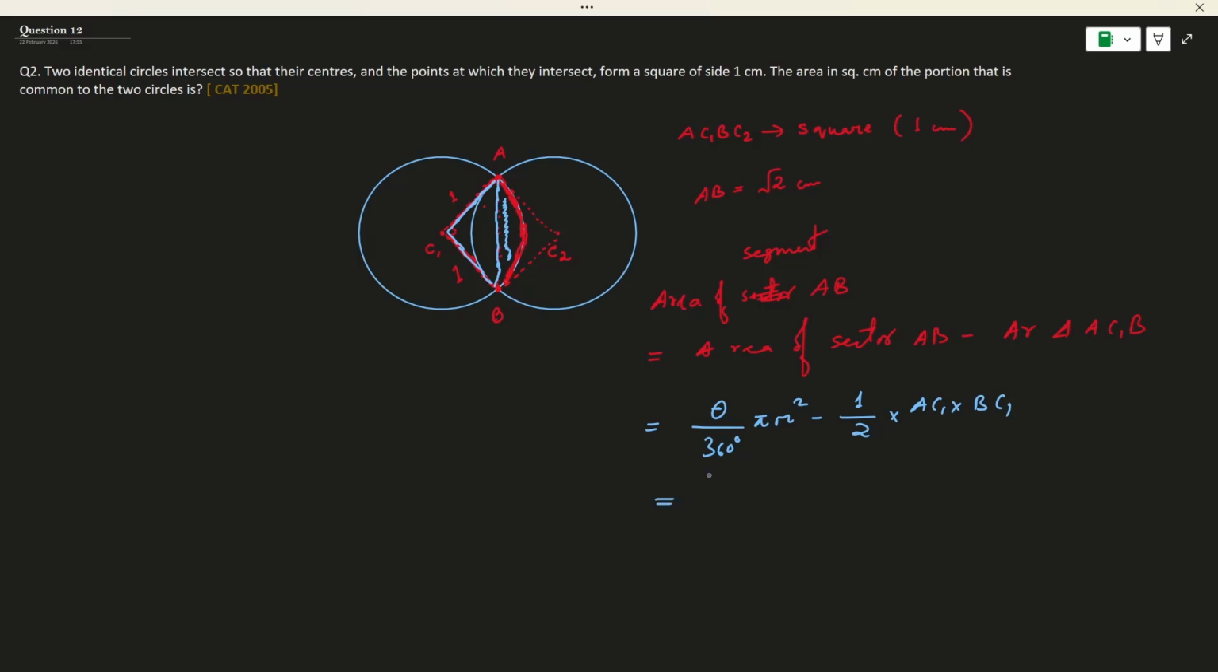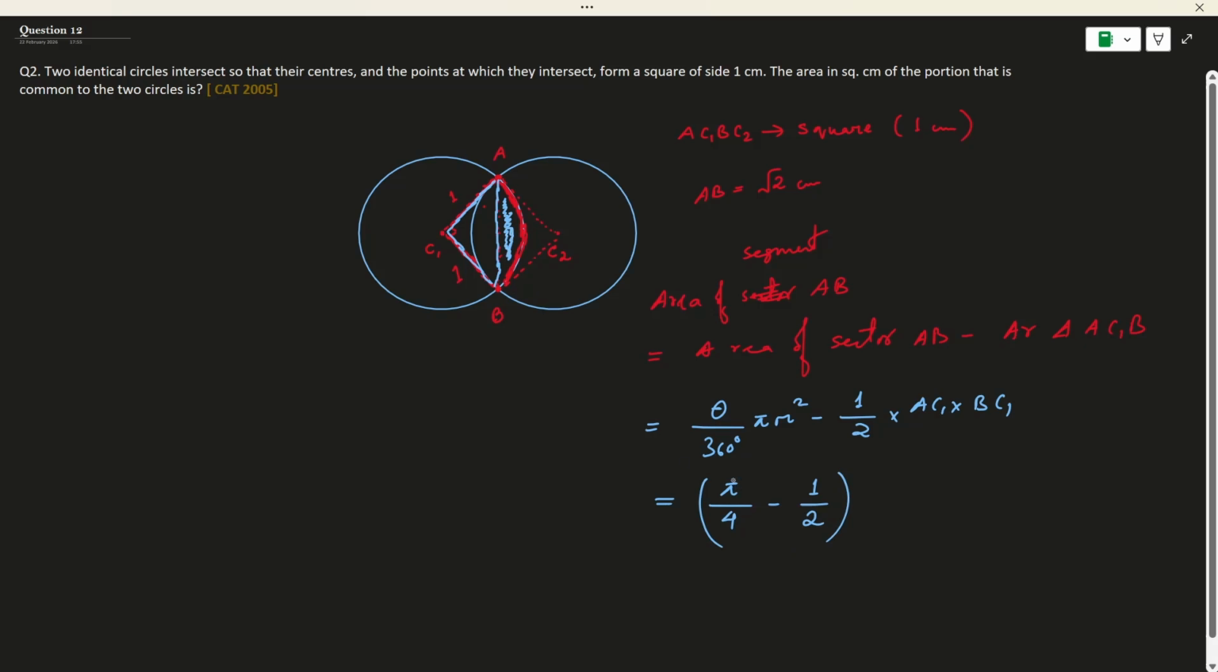Since it is a right angle triangle, theta is 90 degrees. 90 by 360 is 1 by 4. So it is pi r squared by 4. What is r? r is the radius of the circle, which is 1 centimeter, right? So pi by 4 minus the area of triangle A C 1, where AC1 is 1, BC1 is also 1, half of 1 times 1. So it will be this. So this is the area of this part.